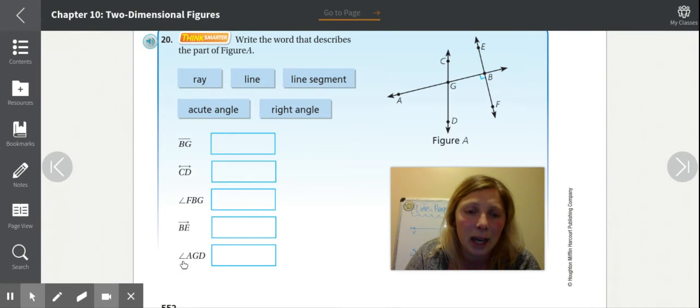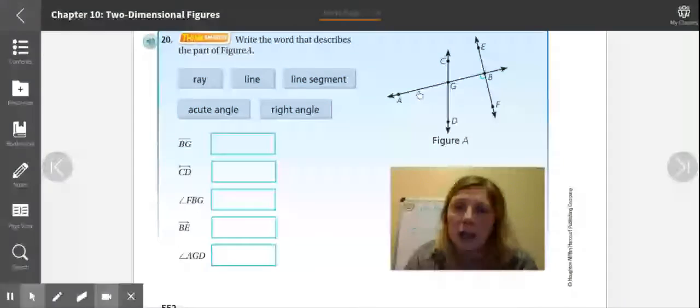And then we have an angle. That's a symbol for angle, AGD. So here's G, that's going to be my middle, and we have A and D. So AGD. Now, it looks like if I went from here down like this way, that would be a right angle. So we're looking from here to here, that is smaller than a right angle, so it would be an acute angle.